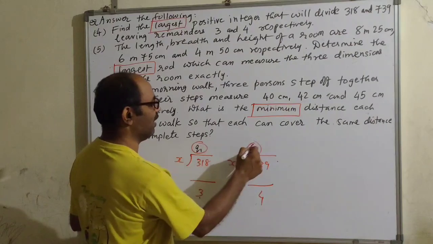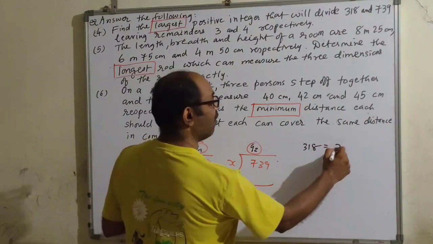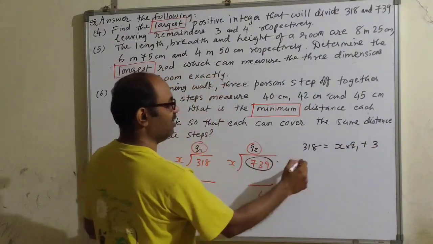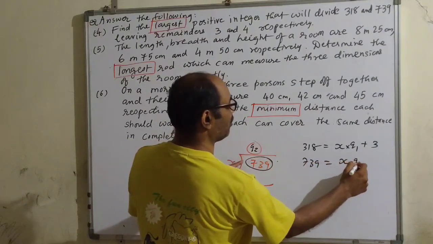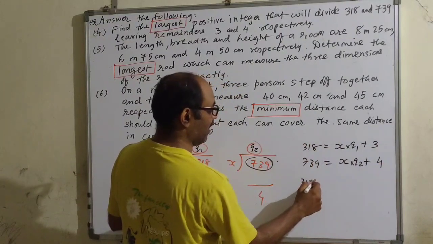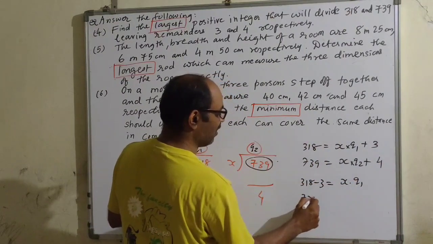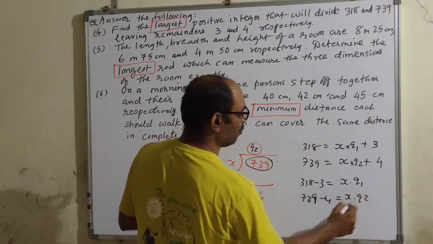Okay, let's say Q1 and Q2. So what is 318 equal to? Divisor x into quotient Q1 plus remainder 3. What is 739? Divisor x into quotient Q2 plus 4. Take 3 to the other side: 318 minus 3, that is x into Q1. 739 minus 4, that is equal to x into Q2.